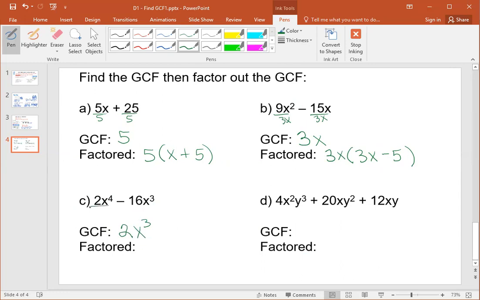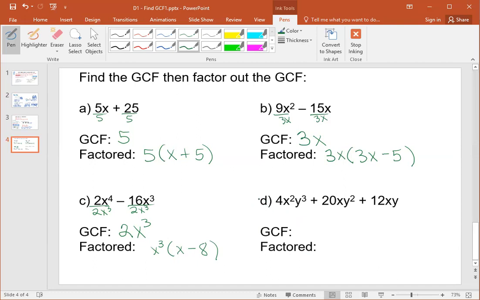So we're now going to divide everything by that GCF. My factored form is the 2x cubed multiplied by, what's left? Well, 2 divided by 2 is 1, but we don't write a 1. x to the 4th divided by x cubed, I take 3 away, I'm left with one of those x's. Minus 16 divided by 2 is 8. x cubed, take away x cubed, there's nothing left there. So our final factored form here is 2x cubed times the quantity x minus 8.